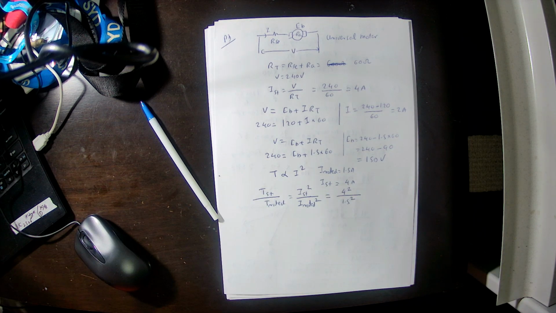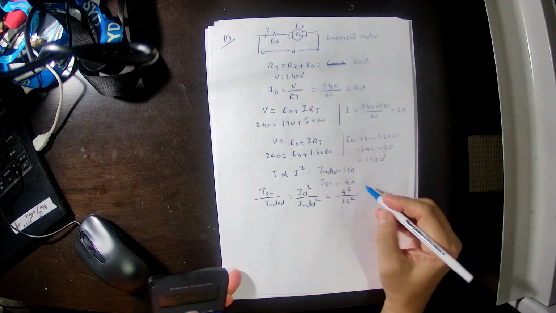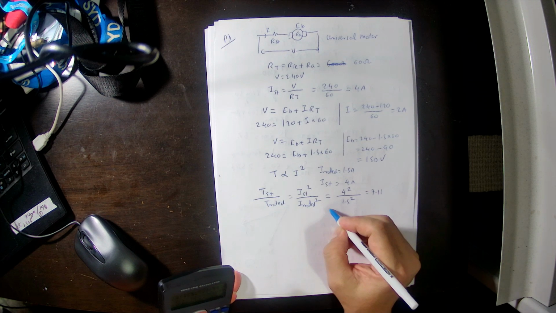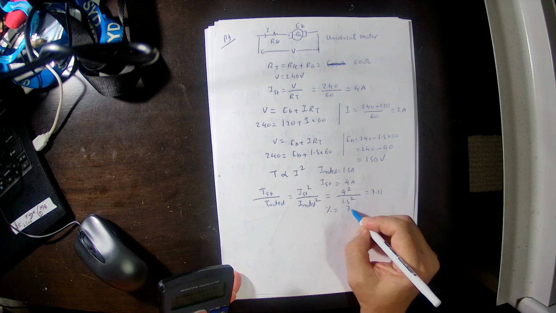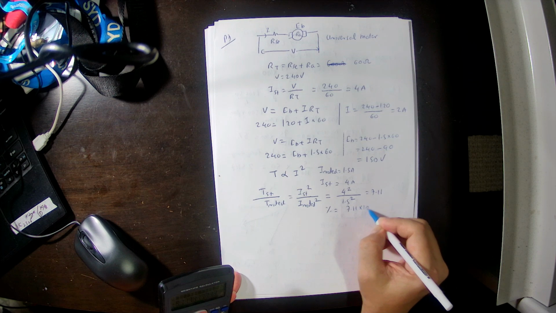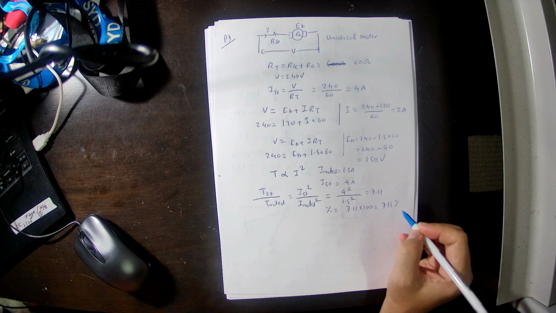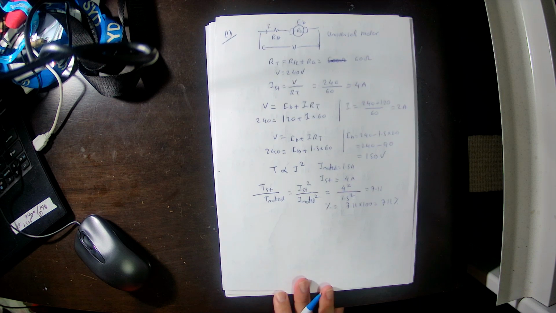So we calculate 4 square divided by 1.5 square. So you got 7.11. So the percentage can be calculated: 7.11 multiplied by 100, so you got 711 percent. This means the starting current will be about 7 times the rated current. So this is the way that we calculate this universal series motor.